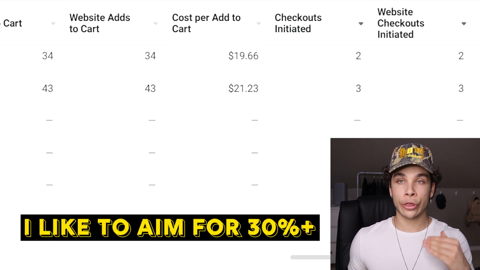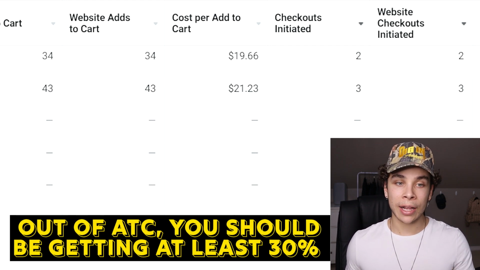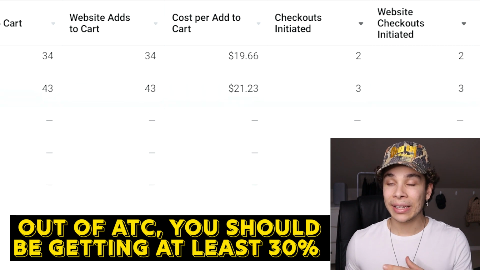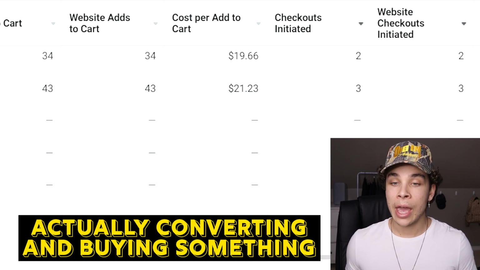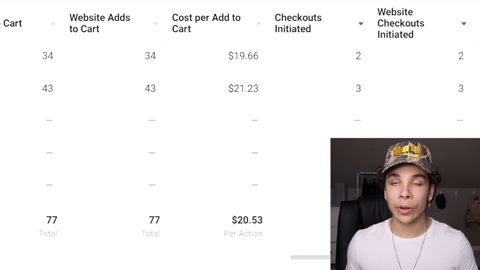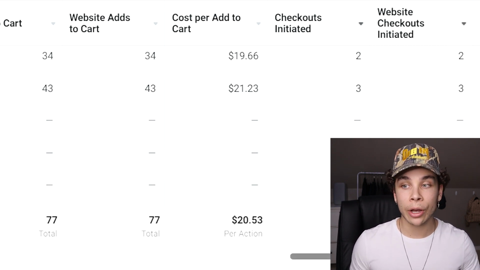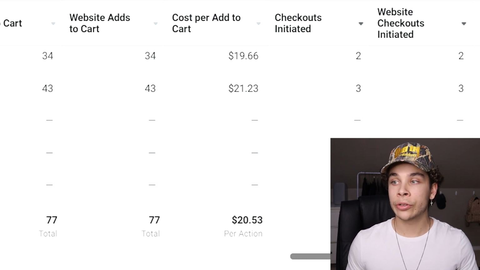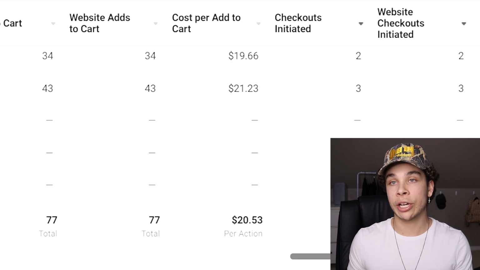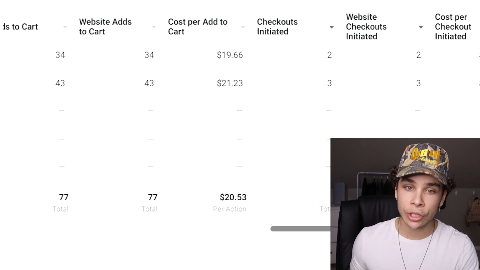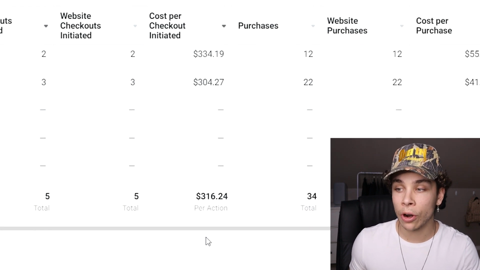I like to aim for 30% plus. So out of everybody who adds to your cart, you should be getting at least 30% of those people actually converting and buying something. And the cool thing here is you can then later set up your back end, your SMS flows, your abandoned cart recovery emails, all those types of things to win back some of those other customers who didn't go through the checkout process and complete their purchase. So again, this part of the funnel, I'm going to give an A-OK. There's not too much going wrong here.